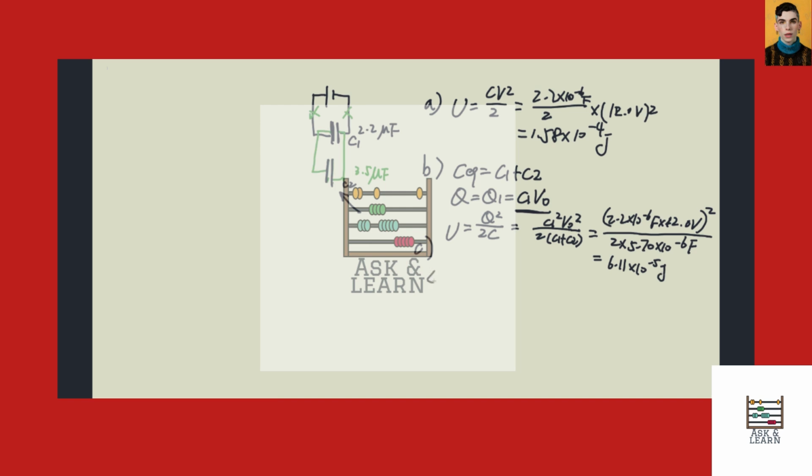And last step, we need to find the difference. Let's call this U1, this U2. The change of energy is the difference between these. And this is negative 9.3 times 10 to the negative 5 joule.